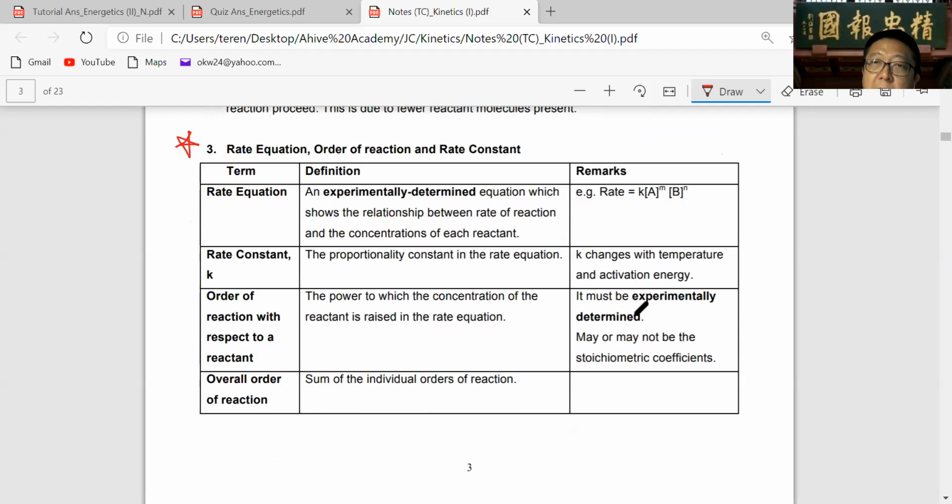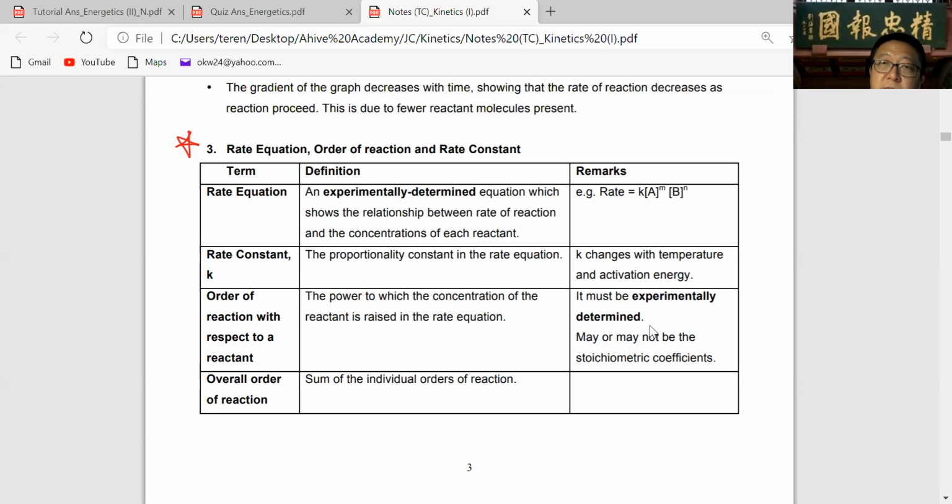Order of reaction is the m and n. It must be experimentally determined. It may or may not be the stoichiometric coefficient. What do I mean by that? You can circle this first. This one is very important. I need to bring it to your attention.